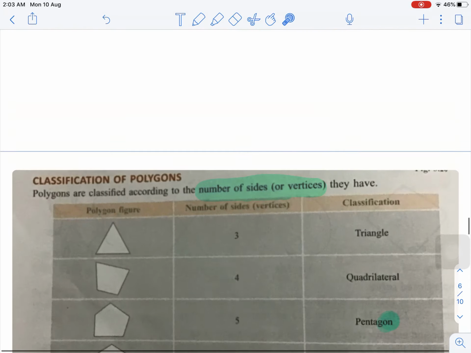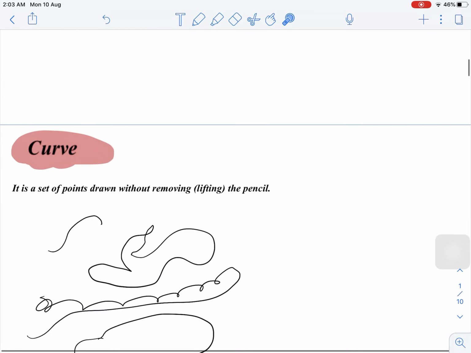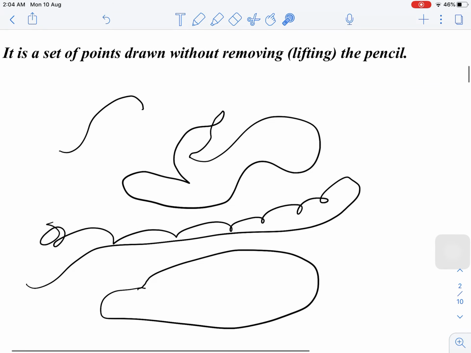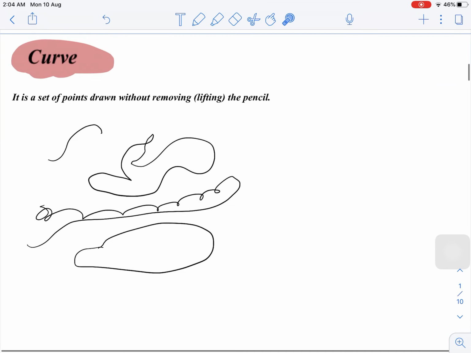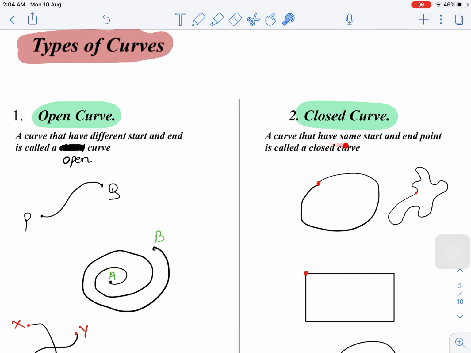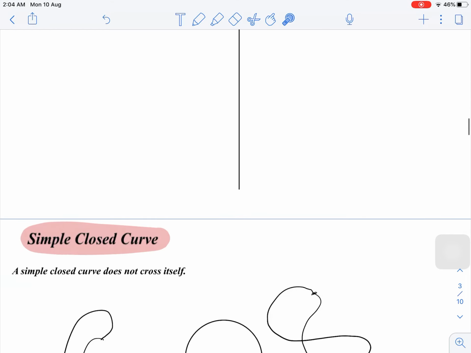Okay, hope you must have understood up till here. Let us revise once again what we have learned. We started with the curve. So what is a curve? It is a set of points drawn without lifting the pencil. Then we learned about types of curve: open curve and closed curve. A curve is said to be open if it has different starting and end points, and closed if it has the same starting and end point.